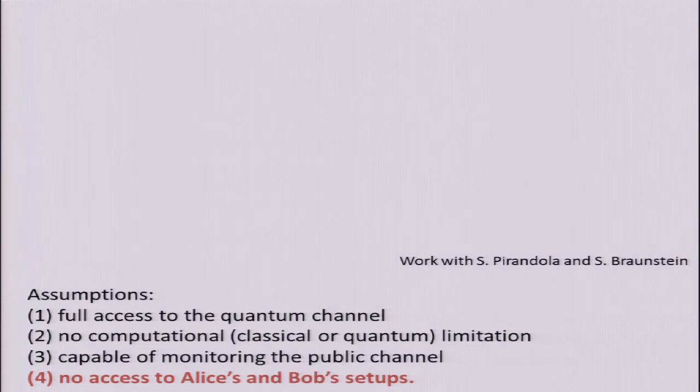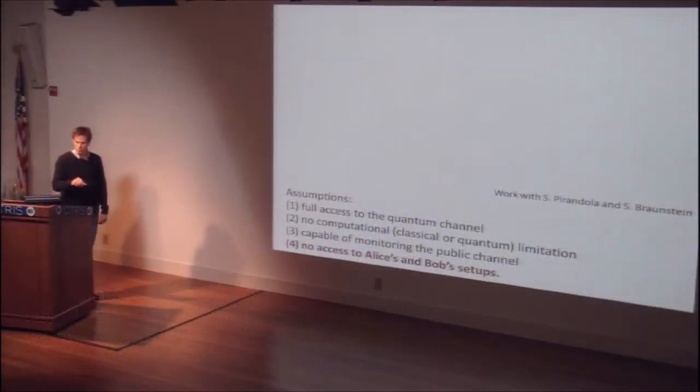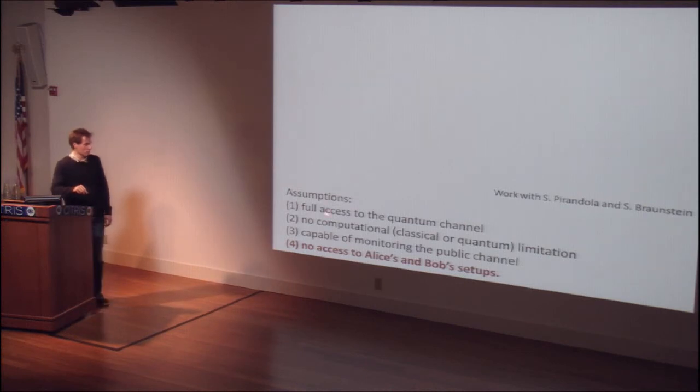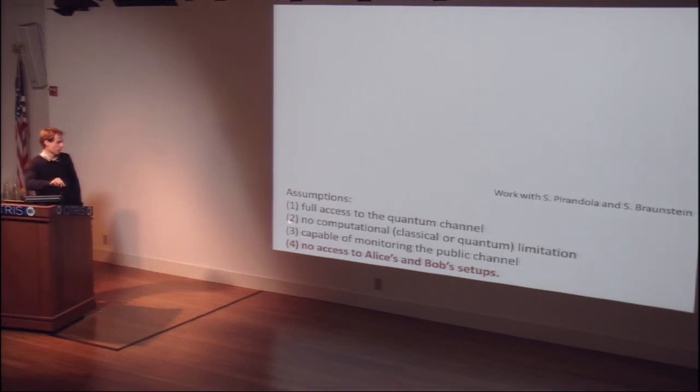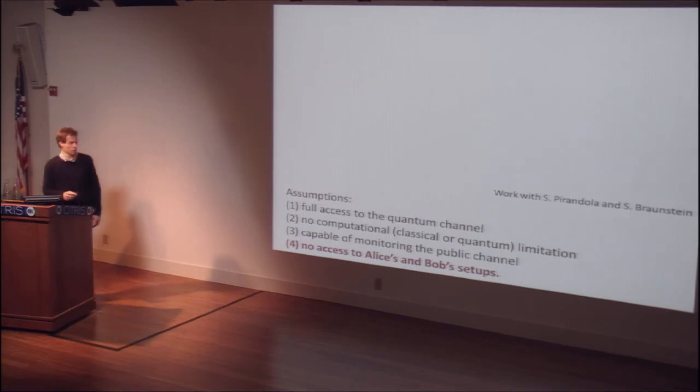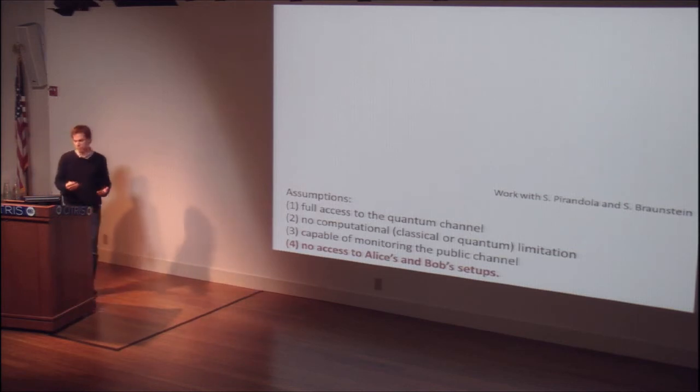Okay, so there are some basic assumptions that we have put forward when calculating the secure key rate. So we assume that the eavesdropper, that she is almost all-powerful. So she has full access to the quantum channel. So she can attack the quantum channel as she likes. And there's no computational limitation. I mean, she has the most sophisticated quantum computer in the world. And she's also capable of monitoring the public channel, I mean, the classical communication between us and Bob later on. So this is what we assume.